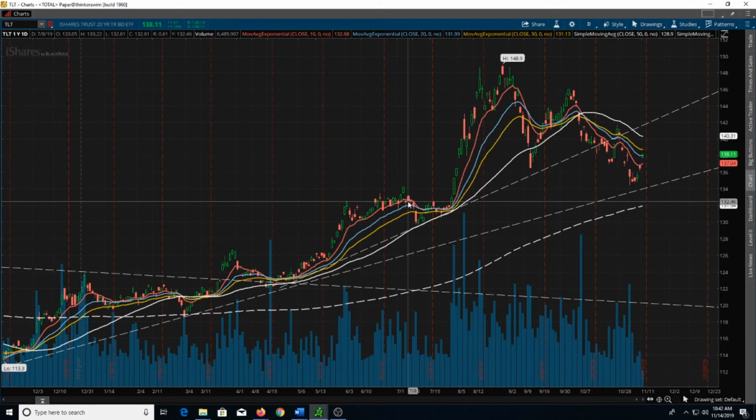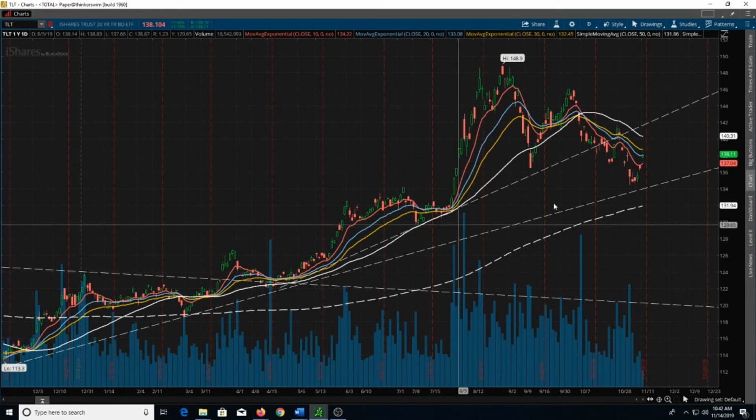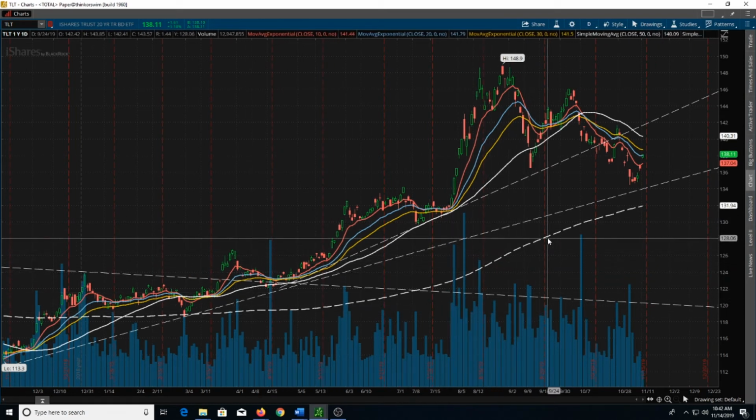So short term, I think there's a huge argument to be made that bonds are going to move back down from this area. Long term, I still believe that there's an uptrend coming back through here, and looking at the 200 moving average, simple moving average.